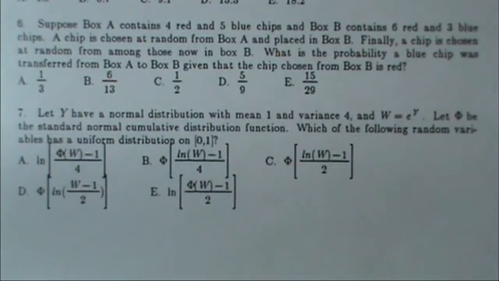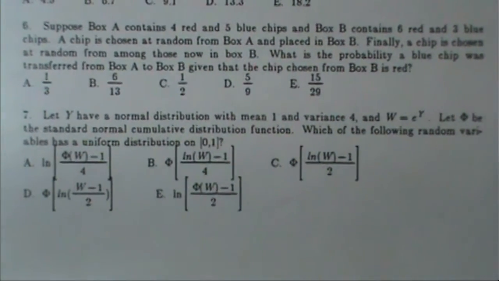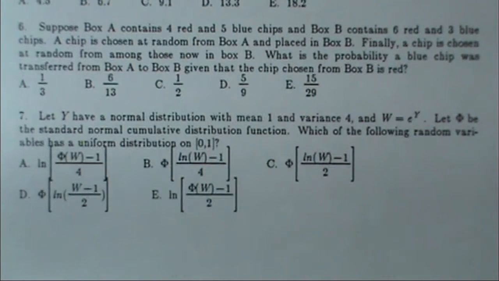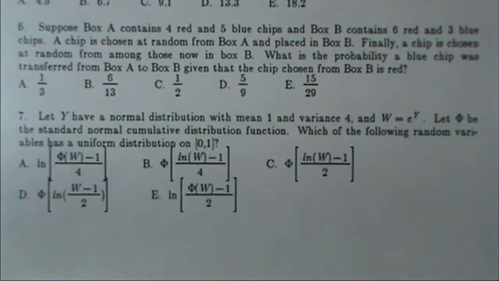Number 7, let Y have a normal distribution with mean 1 and variance 4 and W equal to e raised to the Y. Let capital Phi be the standard normal cumulative distribution function. Which of the following random variables has a uniform distribution on 0 to 1?